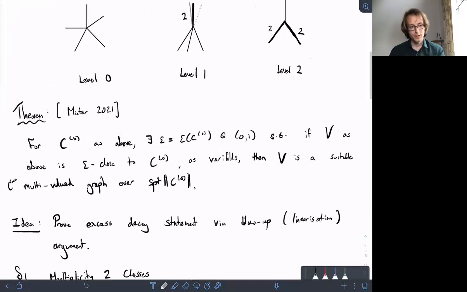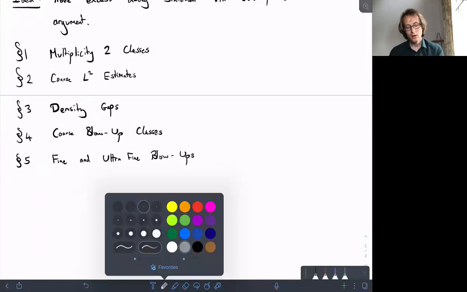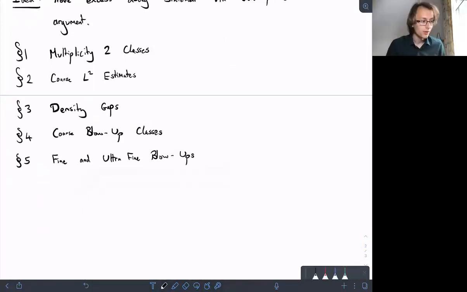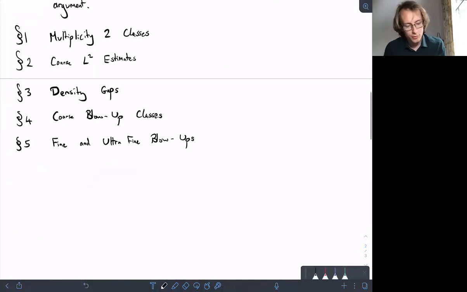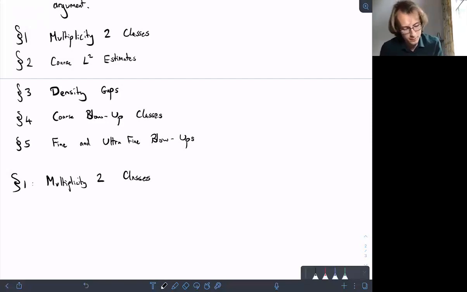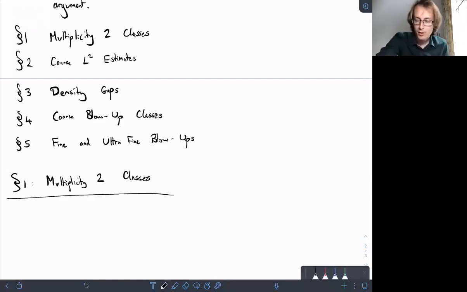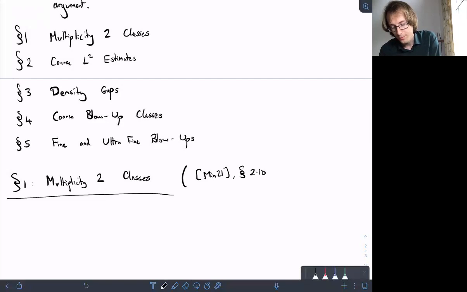Okay, so let us begin then. I'll talk about multiplicity 2 classes first. I don't want to go into too much detail of this. In my paper, this is section 2.10.